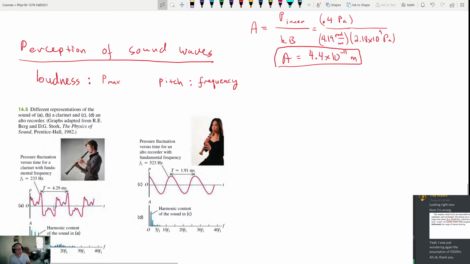The clarinet is almost going to sound, I don't know what the right way to put it is, but fuller, because the frequencies being produced by the clarinet are much more complex than those being produced by the recorder. And the way we could see that is by doing something that's called Fourier analysis.